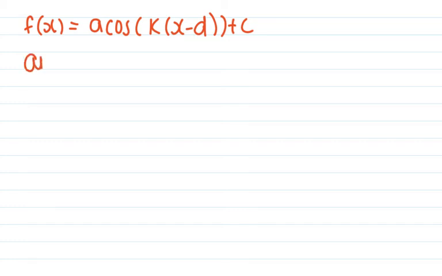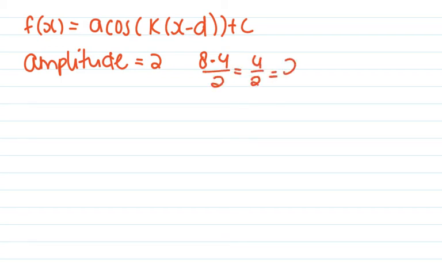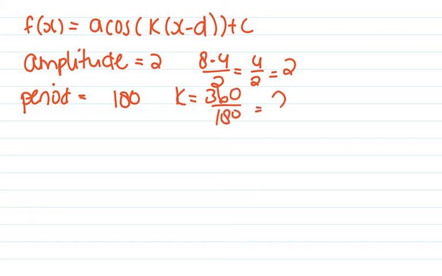So the amplitude will be the same, equals 2. So that was the highest point, 8, minus the lowest point, 4, divided by 2 equals 4 over 2 equals 2. The period will also be the same, 1 cycle. So that was 180. So k equals 360 divided by 180, which equals 2. And the equation of the axis will also be the same. And that was 6.